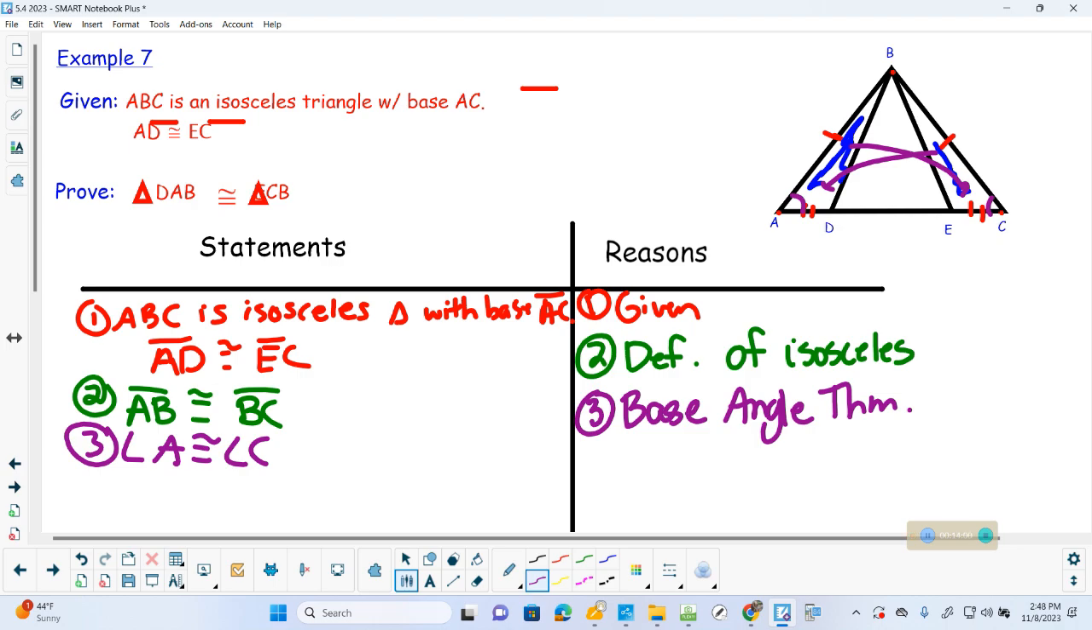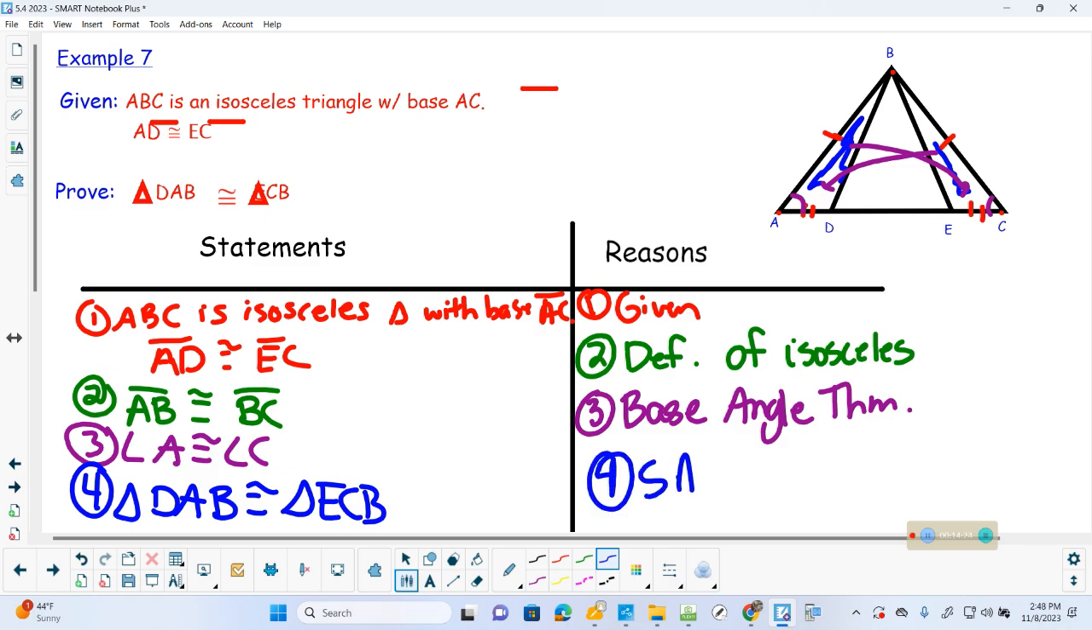Hey, and guess what? I can tell you those 2 outside triangles are congruent. By what shortcut? Side angle side. We got it. Fill in your proof line, side angle side. Hey, only a 4-step proof. That wasn't too bad. Side angle side. Yes. All right. Any questions on that one?